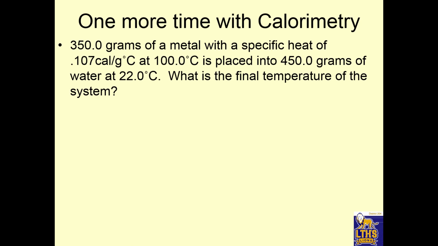Okay, let's do another one. Here we go. In this one, 350 grams of a metal. This is the mass of a metal, with a specific heat. So it's the specific heat of a metal. At 100 degrees, it's placed into 450 grams of water. So this is the mass of water. At 22 degrees. What is the final temperature of the system?